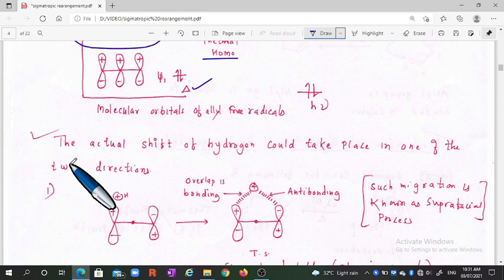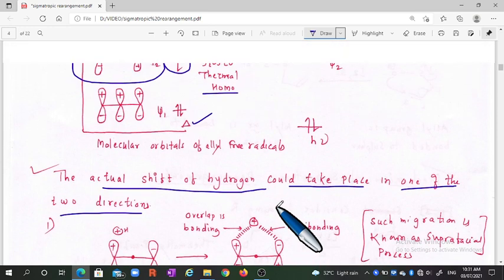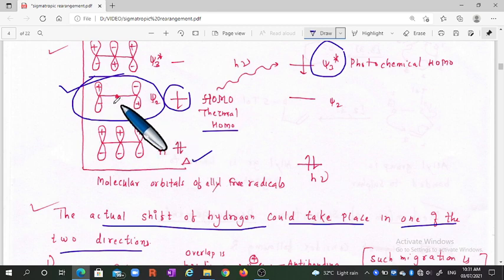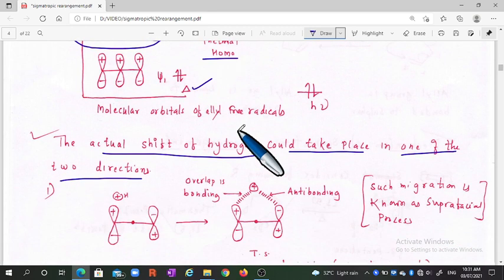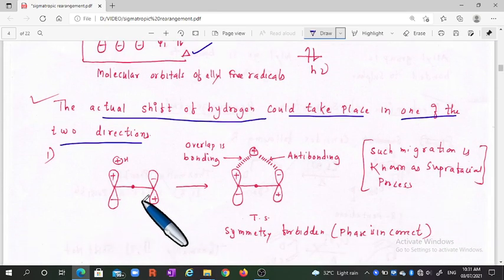Let us discuss. In this case, an actual shift of hydrogen takes place. There are two possibilities of hydrogen shifting, two ways it gets transmitted, migrating from one place to the other place. We will have to consider psi 2 as the HOMO. Therefore we consider this here because it's the HOMO.